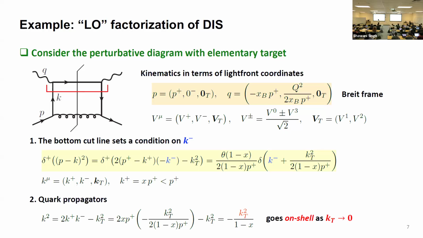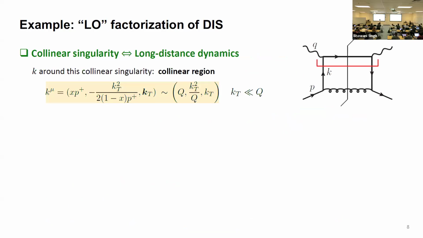And from this delta function, we can evaluate the momentum squared of this propagator. And you find that it's proportional to the transverse momentum squared divided by 1 minus x. And we always assume that x is of order 1, not too close to 0, not too close to 1. And from this, you see that the propagator of this quark goes on shell if the transverse momentum of this line goes to 0. And because the propagator is of the form 1 over k squared, if k_T goes to 0, you should have something that blows up in the Feynman diagrams. And that is called collinear singularity because the transverse momentum is very small. It's almost collinear with the initial state momentum p.